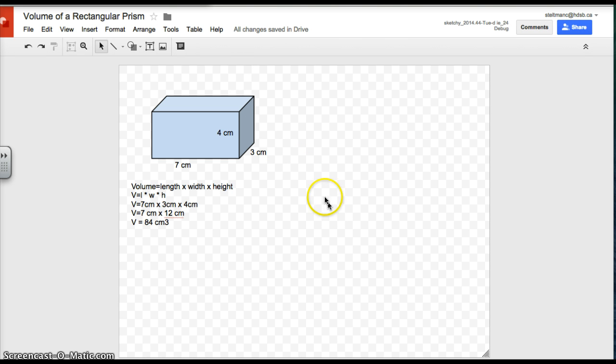It's not challenging. Today your challenge is going to be to find as many rectangular prisms with a total volume of 24 centimeters cubed. How many different ones can you make? So you'll create them, draw them, figure it out, and you'll turn it in on Google Classroom.